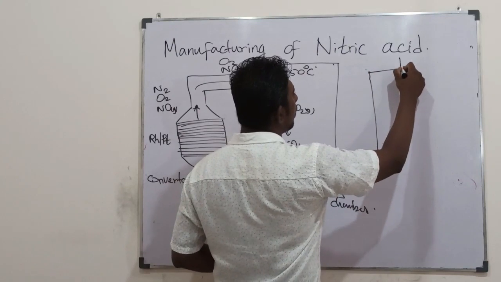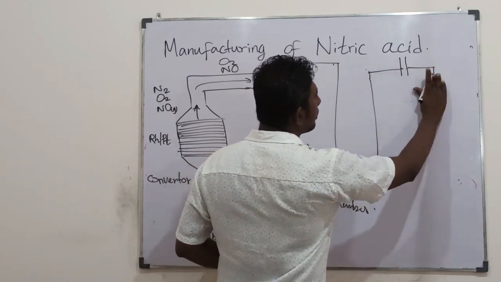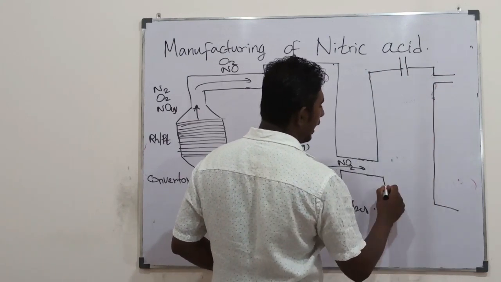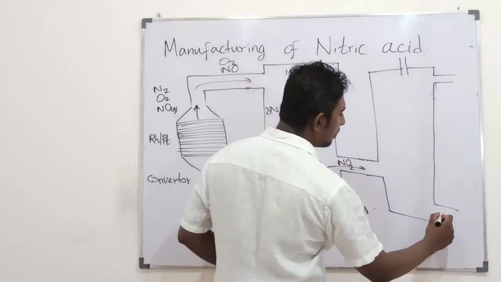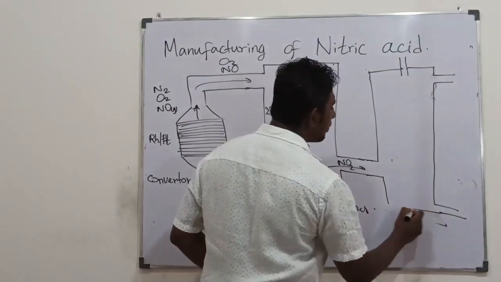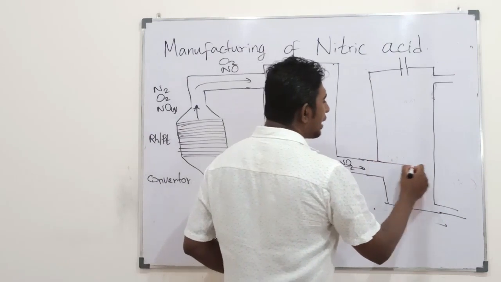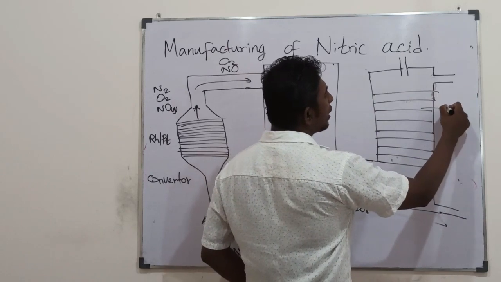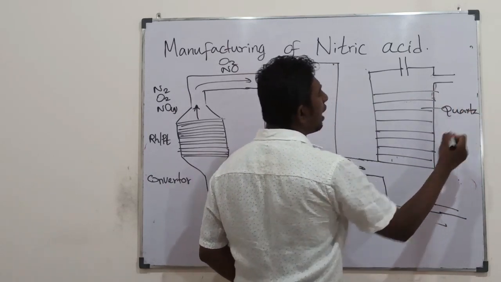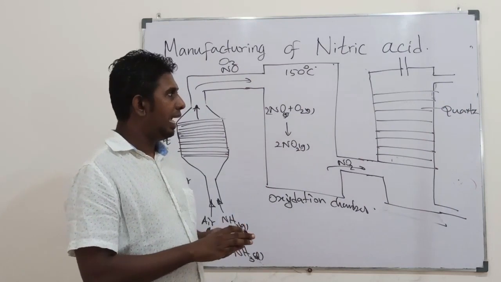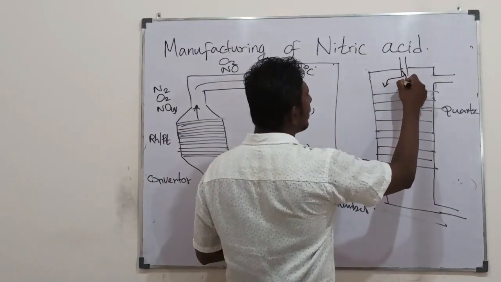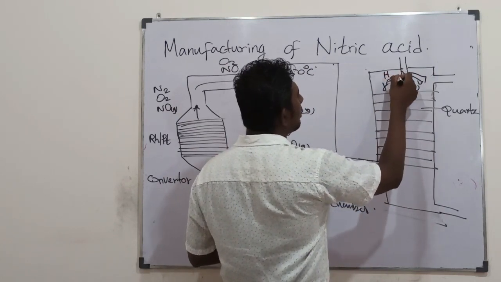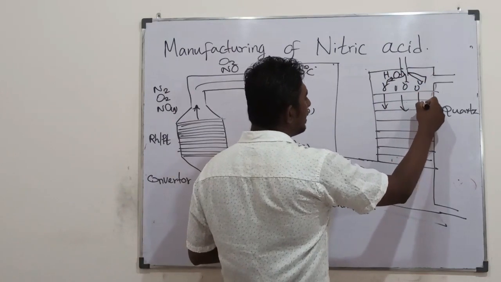That tower is called the absorption tower. It is packed with an inert substance. Mostly it's quartz. Quartz is used to pack that. And we sprinkle water. We spray water slowly. Water goes downward.